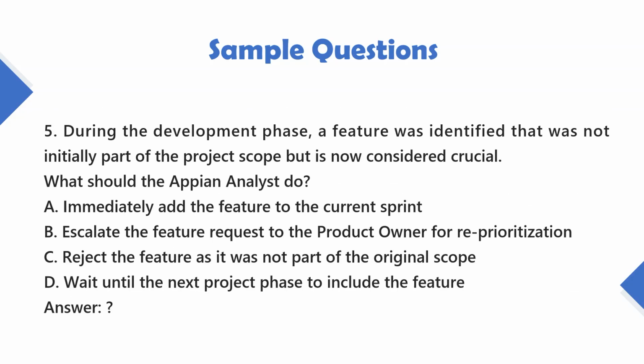5. During the development phase, a feature was identified that was not initially part of the project scope but is now considered crucial. What should the Appian analyst do? A. Immediately add the feature to the current sprint. B. Escalate the feature request to the product owner for reprioritization. C. Reject the feature as it was not part of the original scope. D. Wait until the next project phase to include the feature.